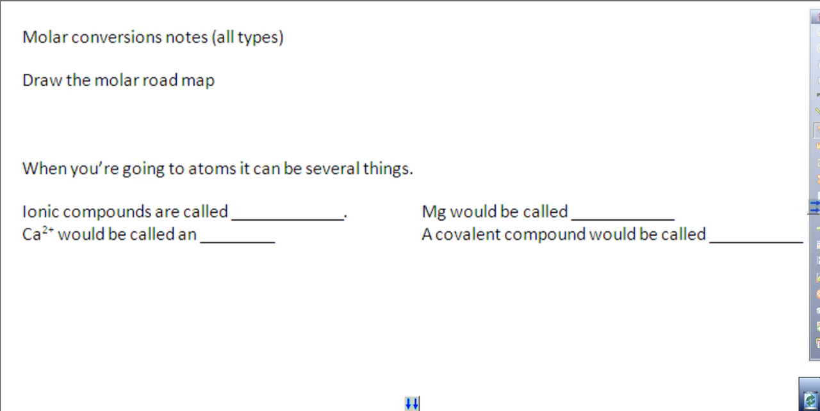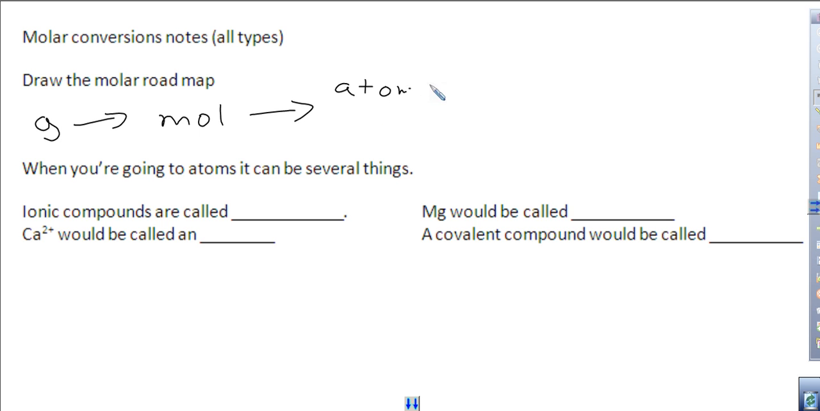Alright, this is molar conversions of all types. So the first part, we call it the molar roadmap. What I want you guys to do is on your notes, go ahead and copy this down. It's from grams over to moles. Same thing we did yesterday, but this time I'm going to add in 4 different things.